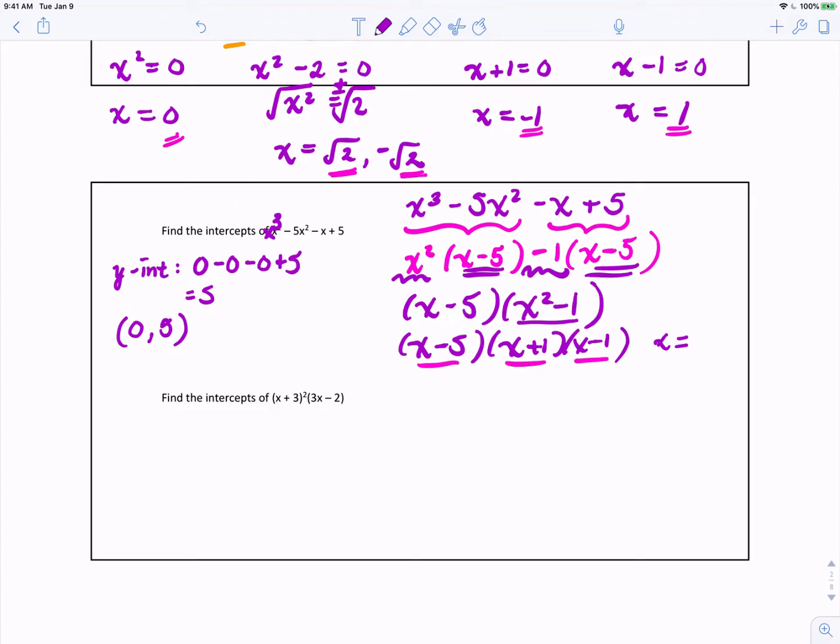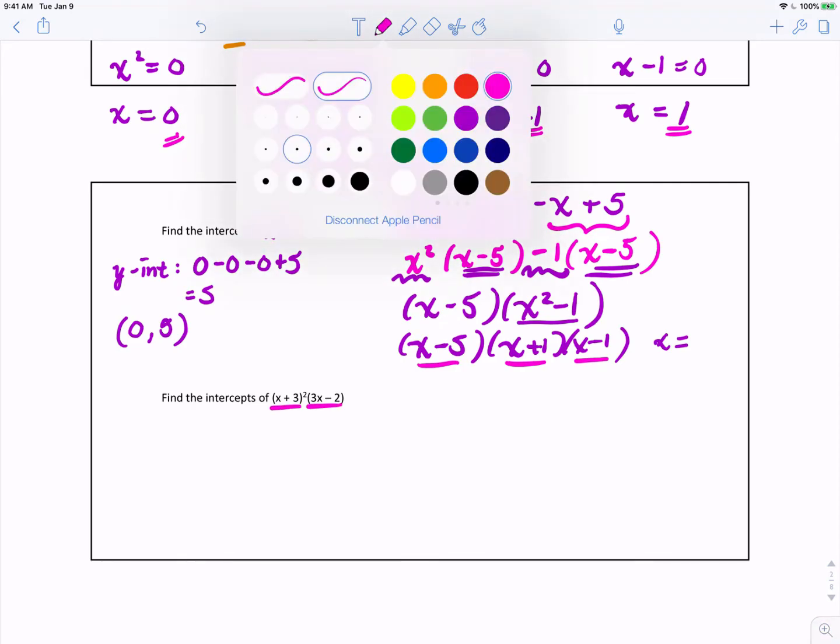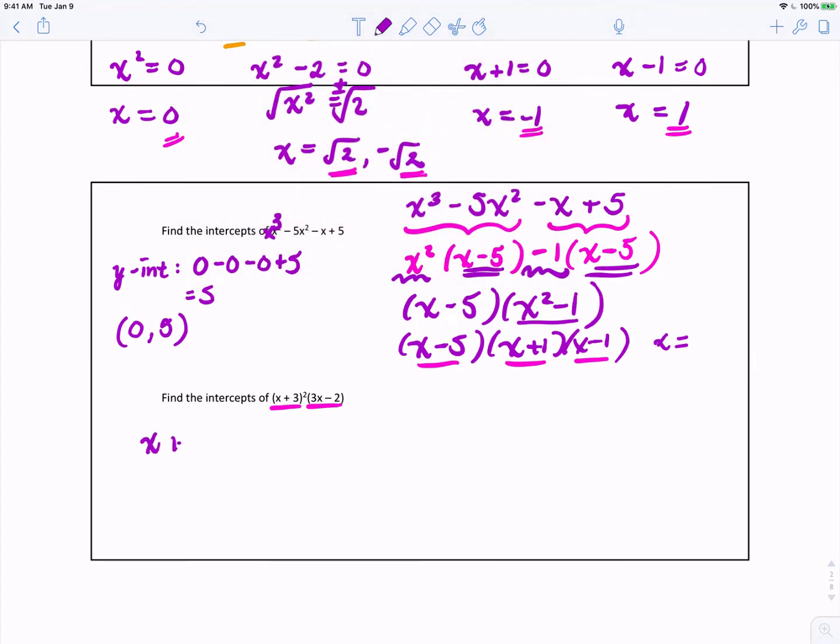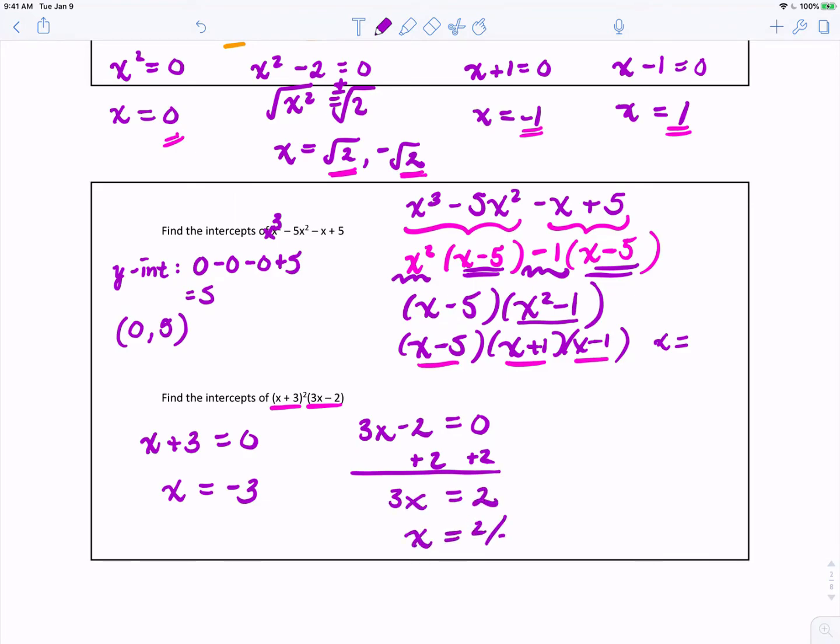Let's take a look at another example. Find the intercepts of x plus 3 squared times 3x minus 2. So this is already in factored form, which is really convenient. So we just have to set each factor equal to 0 and solve. So we have x plus 3 is equal to 0. If we solve that, we have a root at x is equal to negative 3. 3x minus 2 is equal to 0. If you take a moment and solve that, you come up with x is equal to 2/3.